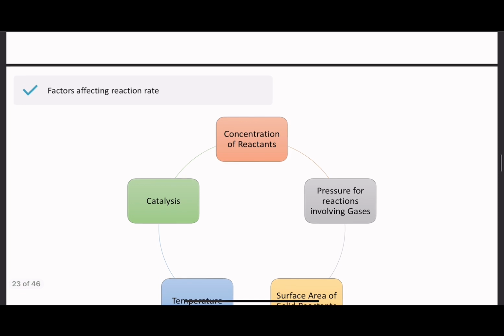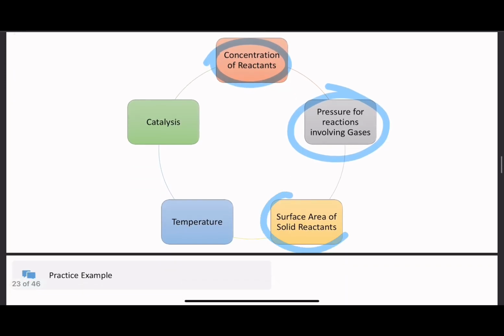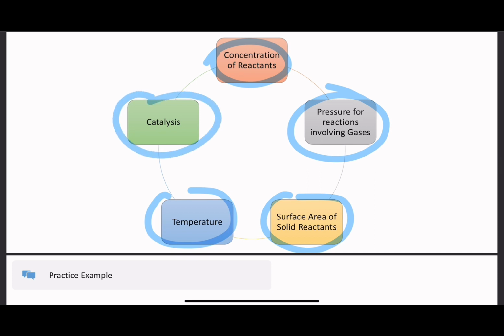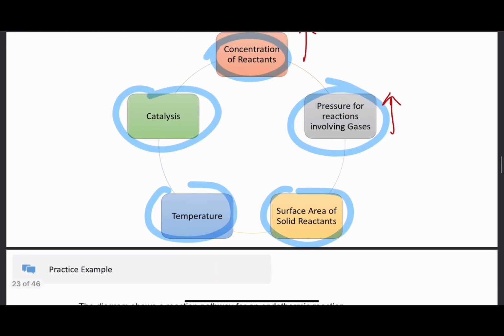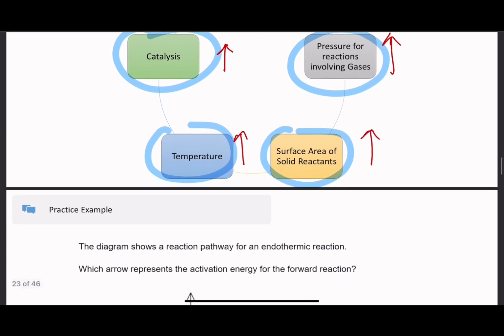Also, the stuff that is affecting the rate of reaction, the factors. One of them was concentration, the other ones are pressure, surface area, temperature, catalysis. All of them are influencing the rate of reaction positively, meaning if you increase any one of them, it will speed up the rate of reaction. We have done a very thorough explanation on this.